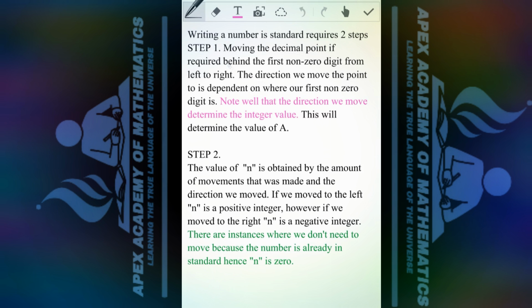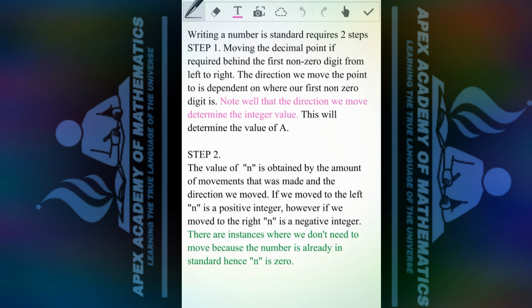All right, good. So it says here the rules for getting a number to be written in standard form. Writing a number in standard form requires 2 very simple steps. Step 1, you are required first to move the decimal point, if needed, behind the first non-zero digit. You're to move it behind the first non-zero digit that you recognize in the number from the left to the right.